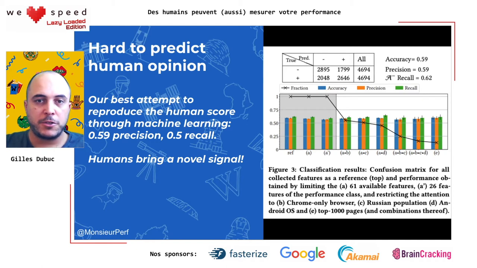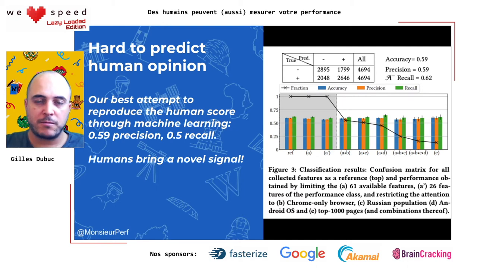And the best we could achieve was about 0.6 precision recall. So if we were just to flip a coin to get the answer of, is this page fast enough, yes or no, like if we randomly flip the coin, our precision recall would be 0.5. If we had a perfect model, it would be one for each. So it's better than random. These run metrics can allow you to approximate user opinion a little, but it's not enough.